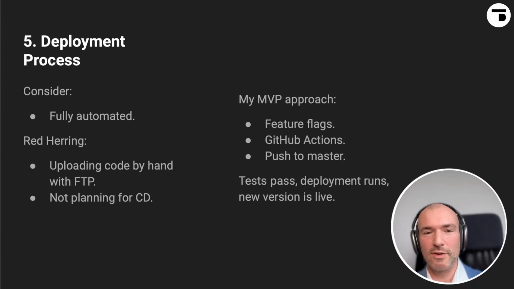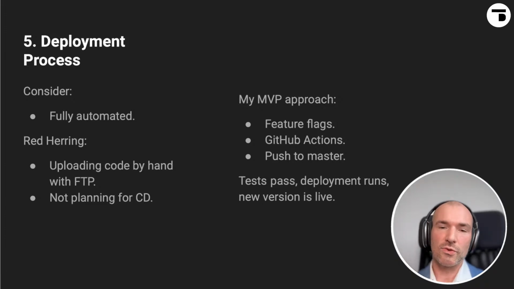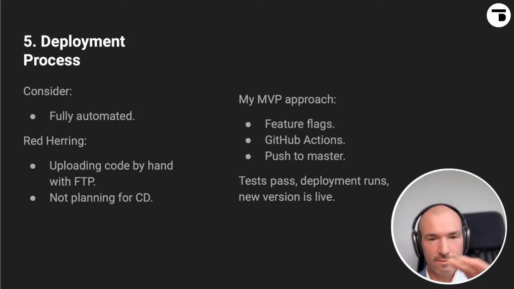In 2023, you've got GitHub Actions. You use feature flags, you push to master, and it should just run the tests, deploy, and the new version should go live. And that's the basis of your ability to improve your MVP regularly in the hands of the users, without building this shiny thing for 6 months in a basement and then having a grand launch that you cannot repeat.